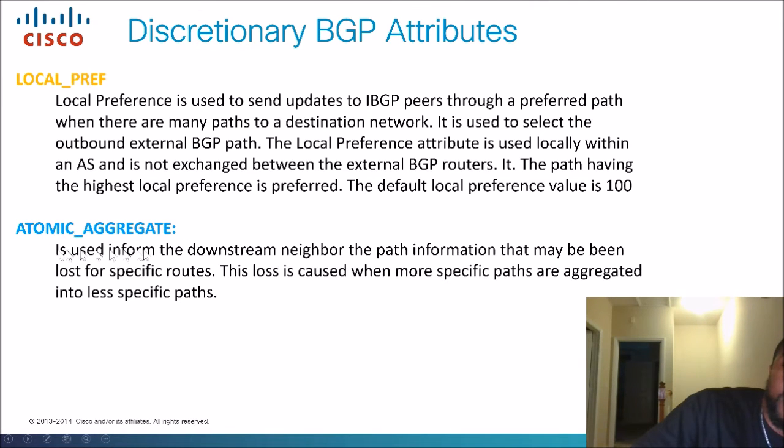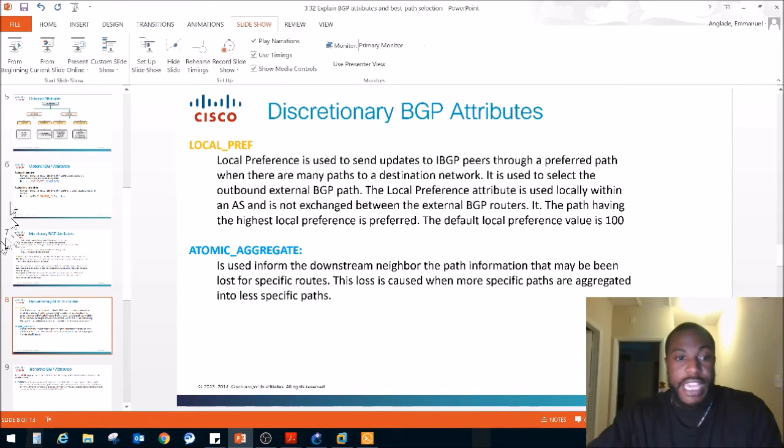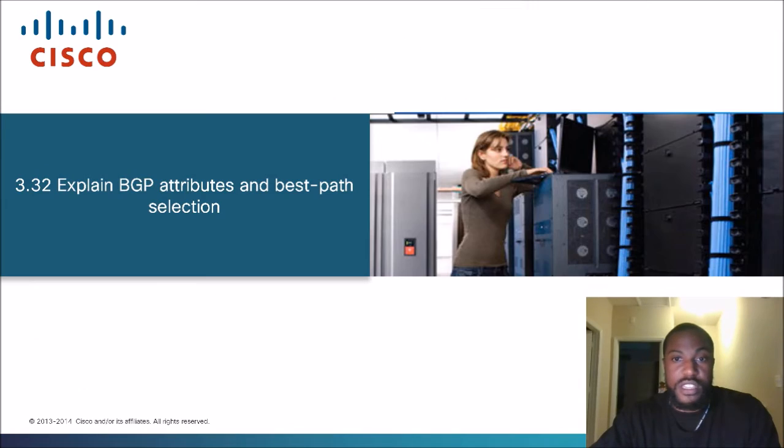Atomic aggregate is used to inform downstream neighbors of path information that may have been lost for specific routes. This loss is caused when more specific paths are aggregated into less specific paths. So this is kind of like route summarization, but for BGP when you say aggregate. Again, we're not going to go too much into these other attributes.